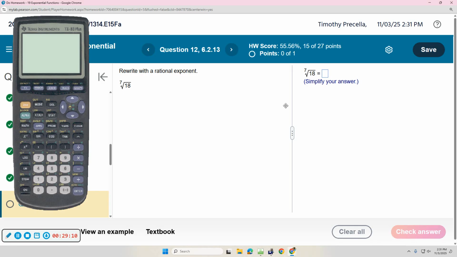All right, here's a good one. Number 12. I want you to write it with a rational exponent. Remember, rational is another word for what? Starts with an F. Not FOIL or factor. Maybe fraction. A rational number is any number that can be written as a fraction. A rational exponent is an exponent that can be written as a fraction. So it's telling you your answer should have a fractional exponent.